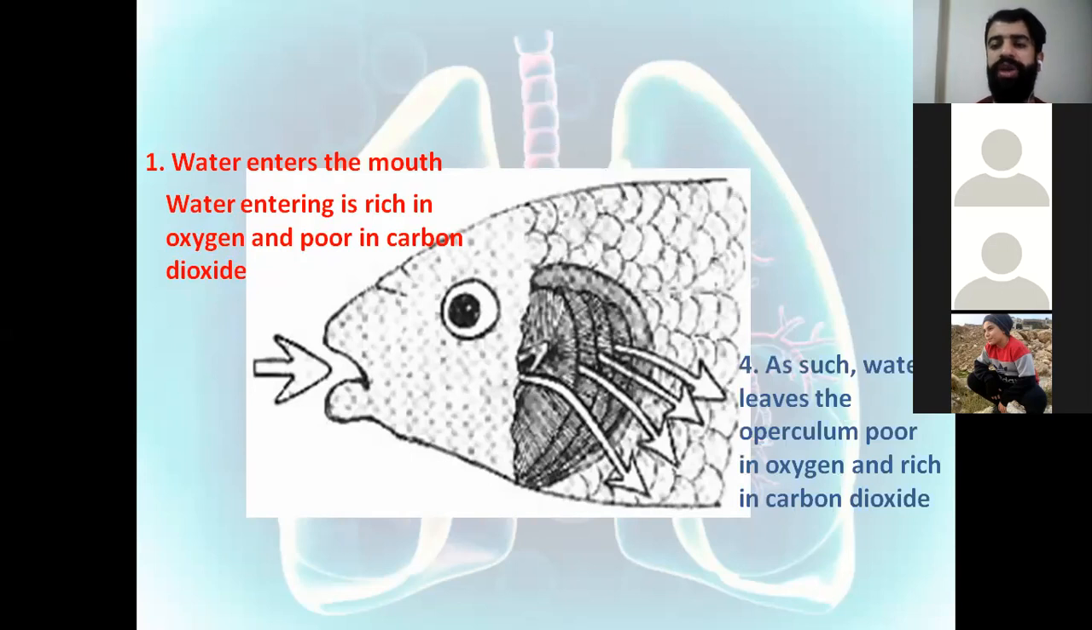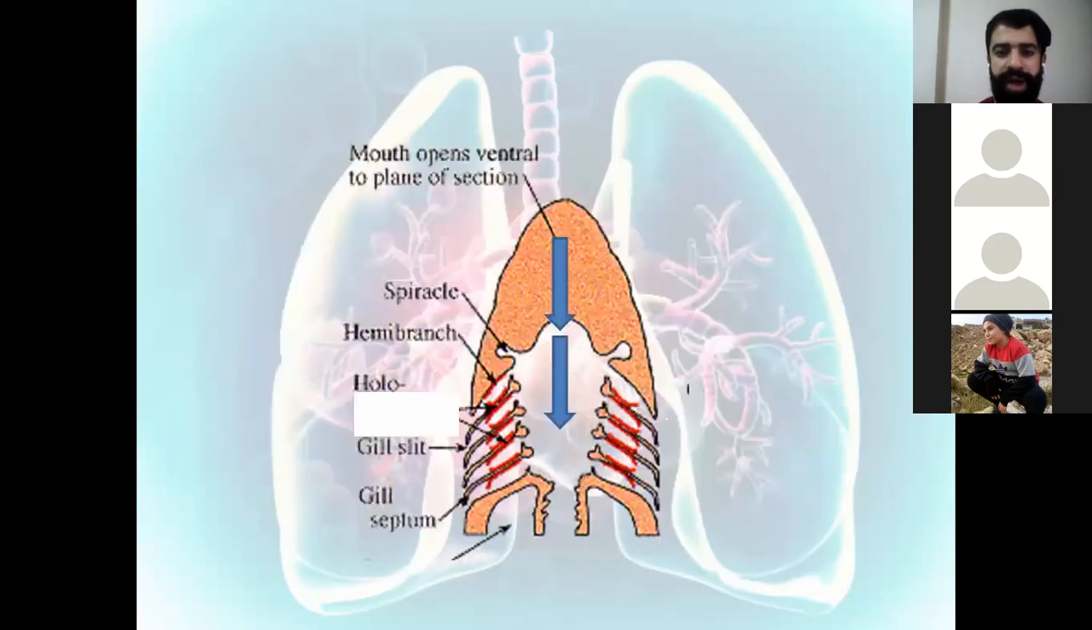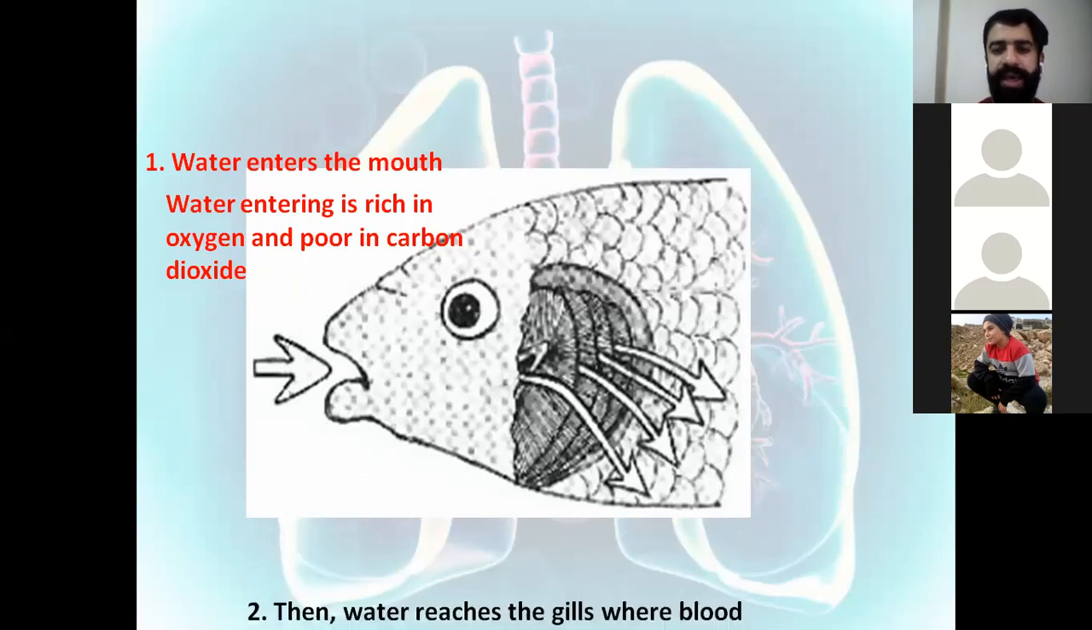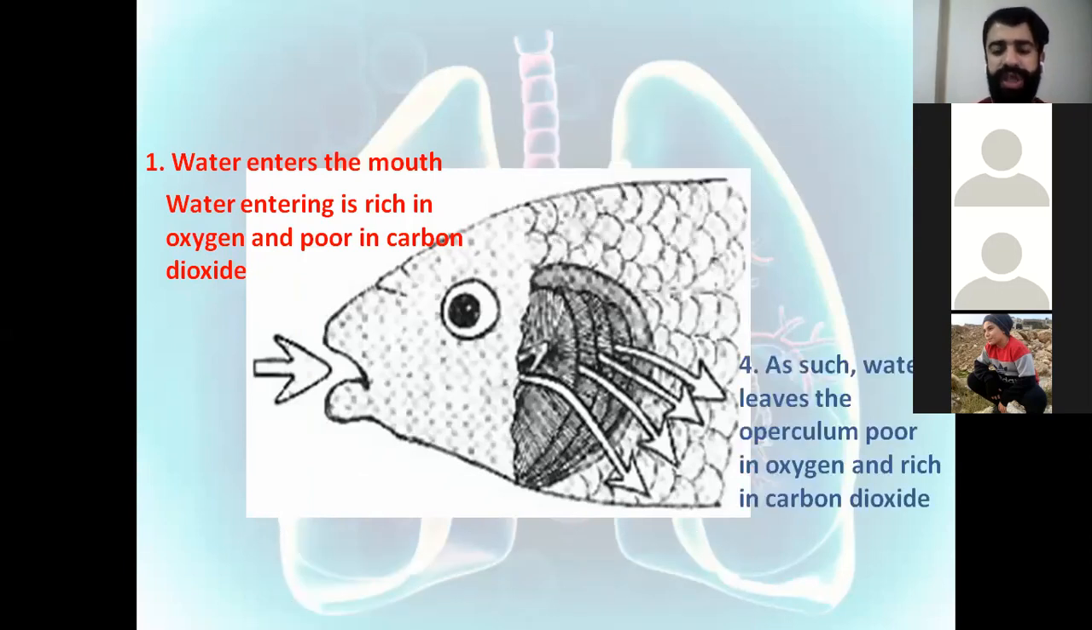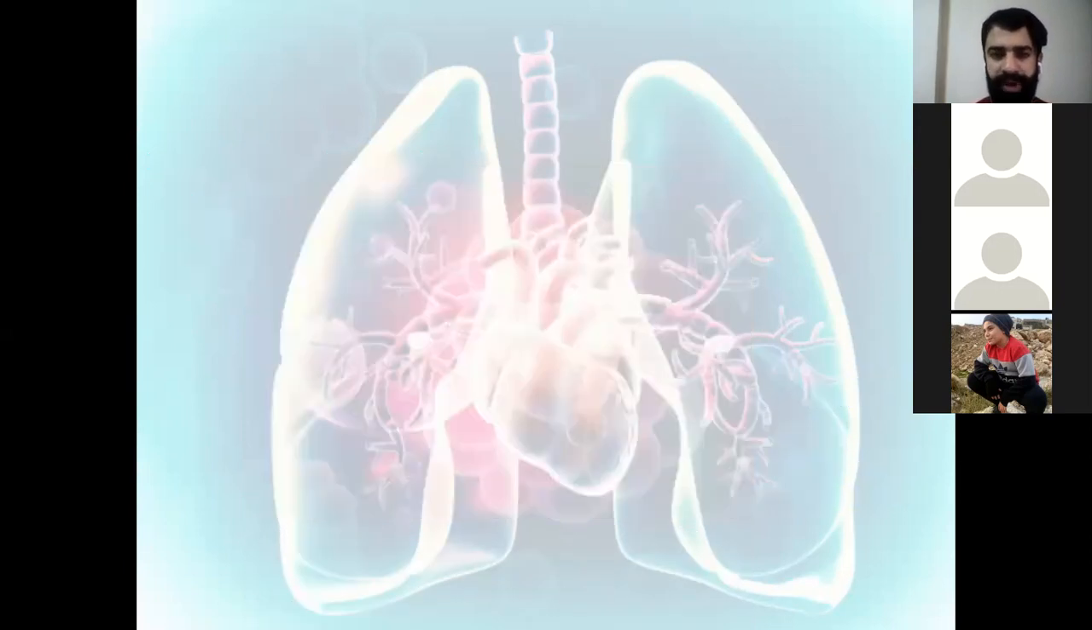And number four, the water will leave where? Through the operculum, poor in oxygen and very rich in carbon dioxide. These steps are instead of writing this slide. Instead of writing this slide, you can write this text. They are four steps. You can write them as a paragraph.